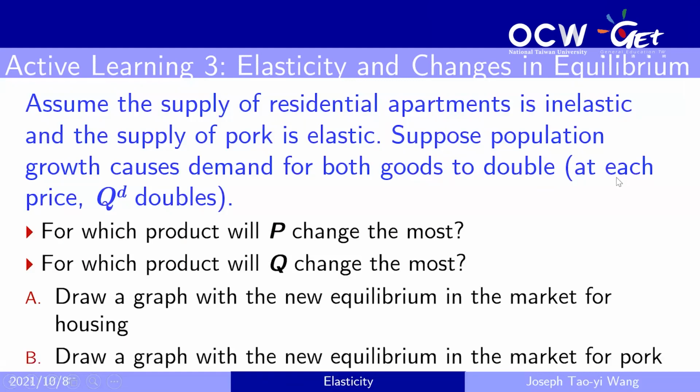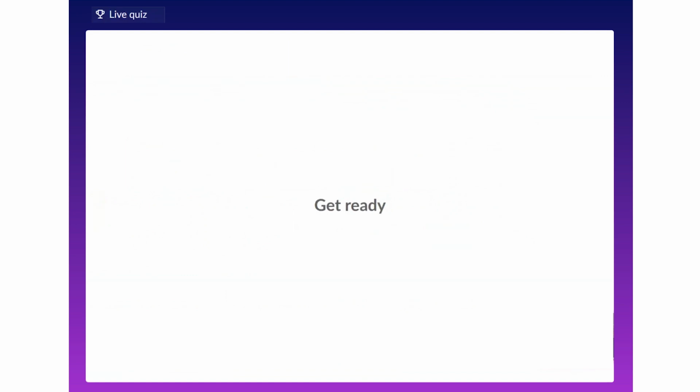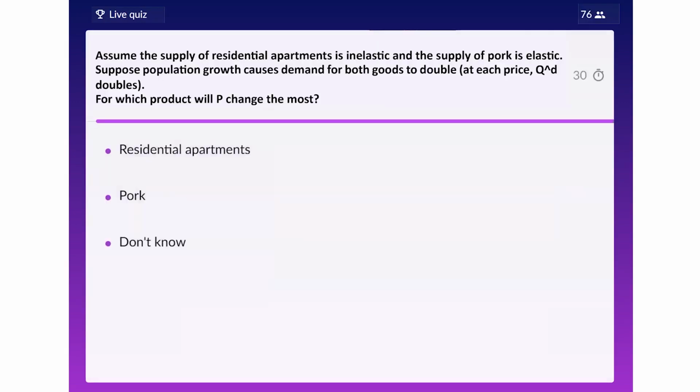And so we can draw a graph with the new equilibrium in the market for housing and in the market for pork. Okay, so prepare to join the quiz. Assume that the supply for residential apartments is inelastic. The supply for pork is elastic. Suppose population growth causes demand for both goods to double. Which product will price change the most? Residential apartments, pork, or don't know? You have 10 more seconds.